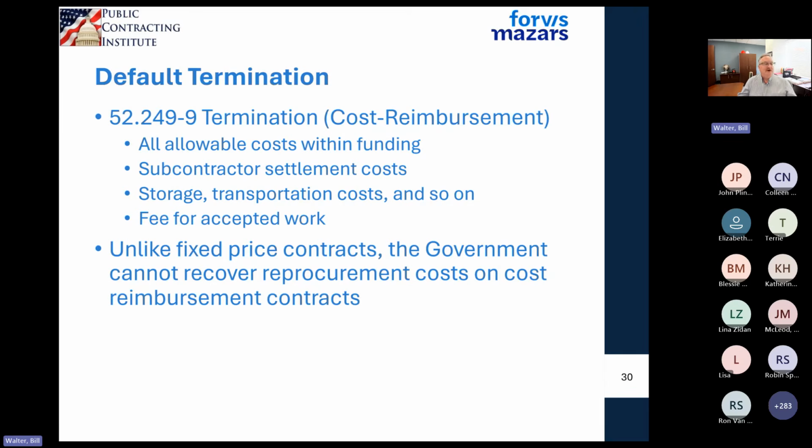With a fixed price contract, if the government has to find somebody else to do it and it costs the government more, they can come back to you under a fixed price contract and say, here's our excess reprocurement cost to get this work done. And if that's the case, the contractor can be liable for those additional costs.